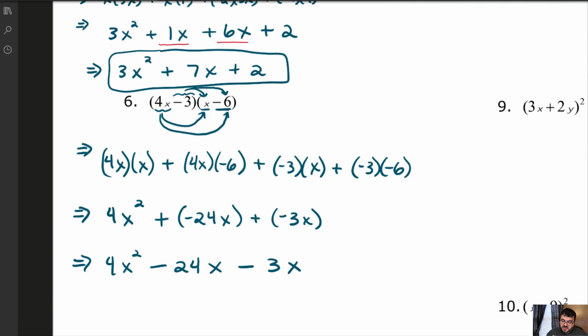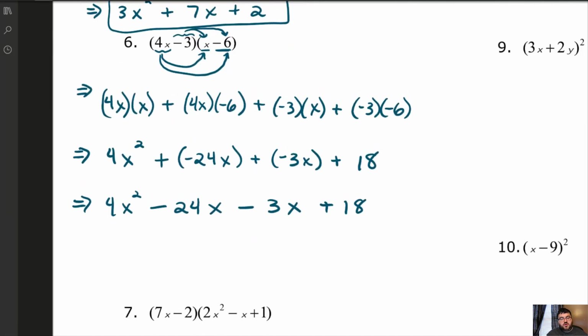So minus, and then last but not least, we have plus. Negative 3 and negative 6, when you multiply two negatives, you get a positive. So that'll be positive 18 right there. So that's just plus 18. Now, the very last step is combine any like terms that you might happen to see.